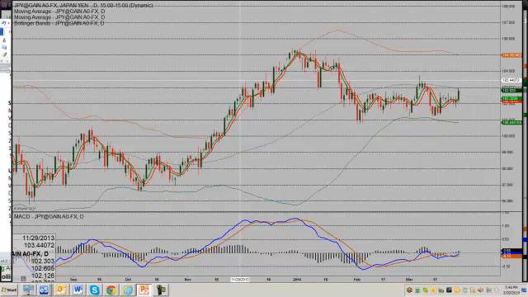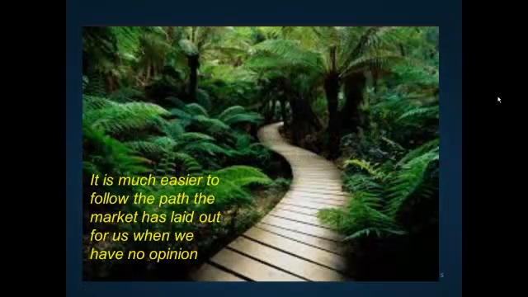Hey, great to be back. Great to see everybody. Let me just leave you with this thought. It is much easier to follow the path the market has laid out for us when we have no opinion. That's so true.